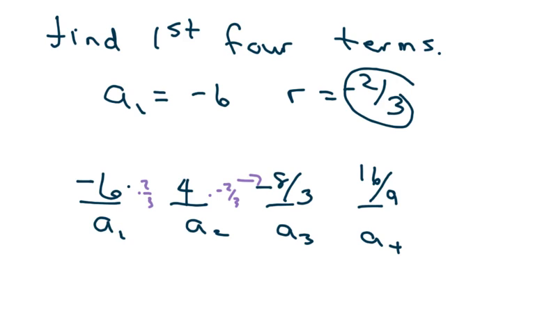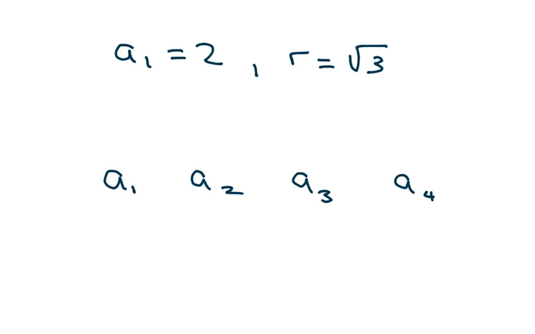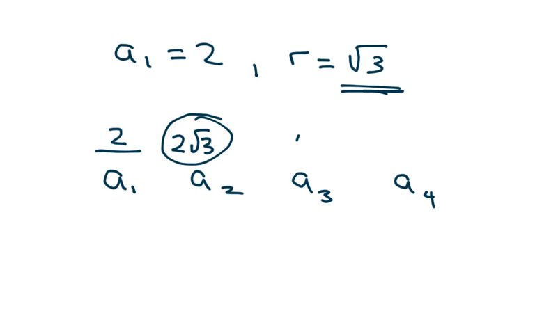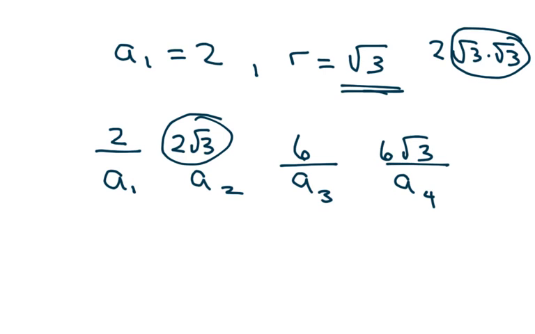All right. So here's one. We have a sub 1 equals 2, and r equals the square root of 3. So all I'm going to do is find the first 4 terms. I need a sub 1, a sub 2, a sub 3, and a sub 4. So all I'm going to do is multiply. I have 2 for this, and the second one, I'm just multiplying by this. So I get 2 root 3. Multiply this by that, and you get 6, because that's just 2 times root 3 times root 3, which equals 3. And then we'll get 6 root 3. And those are your 4 terms.